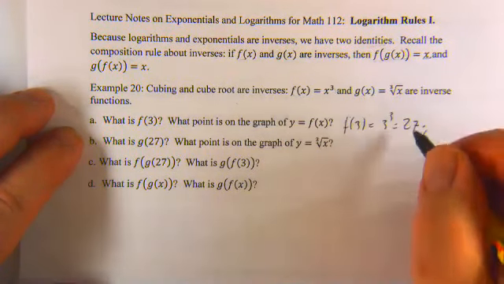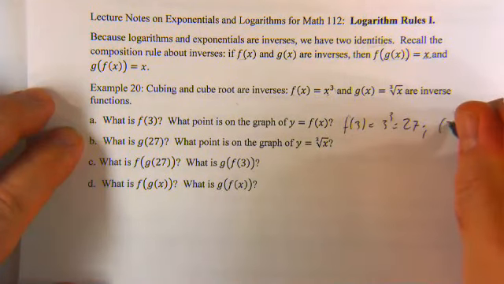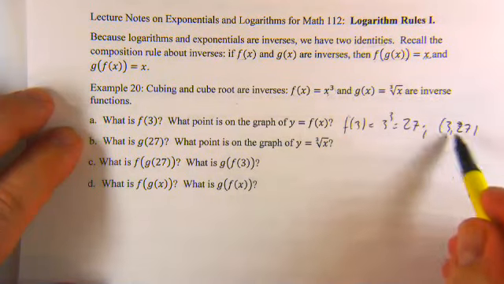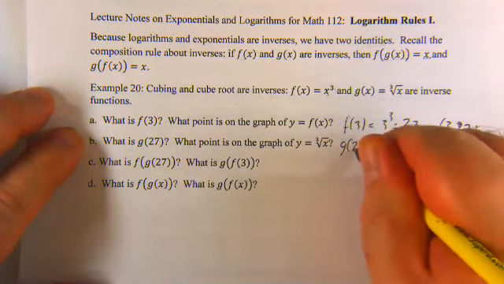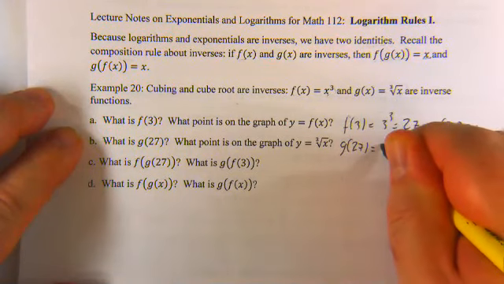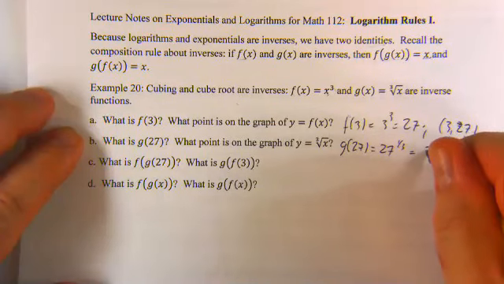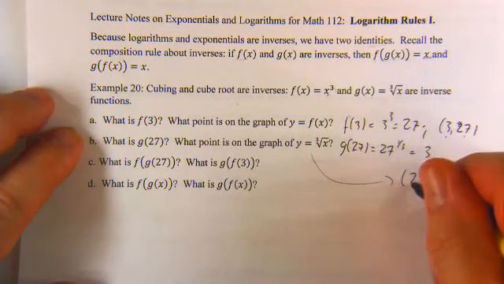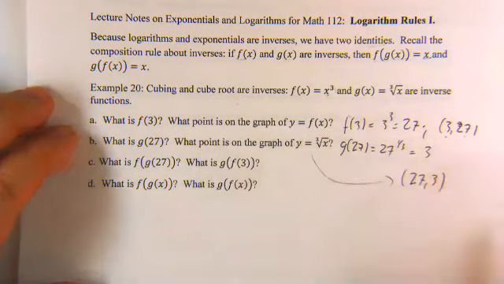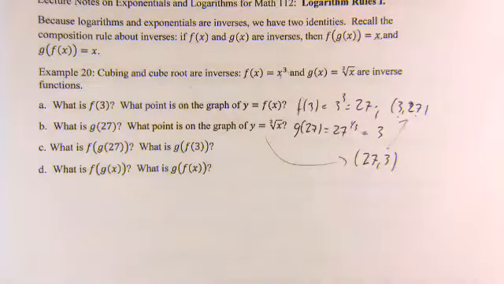So what point is on the graph of y equals x cubed? Point 3 comma 27 is on the graph of y equals x cubed. There's my x, there's my y. G of 27, what's the cube root of 27? Well, that's 27 to the 1/3, but the cube root of 27 is 3. Not a big surprise. So what point is on that graph? X is 27, y equals 3. Right? And we've seen that before. Inverses, you switch the x and the y.